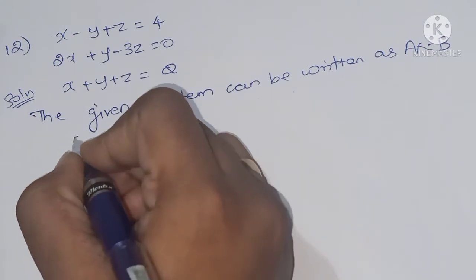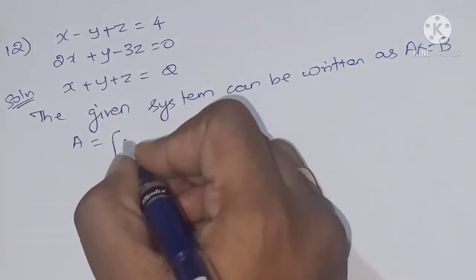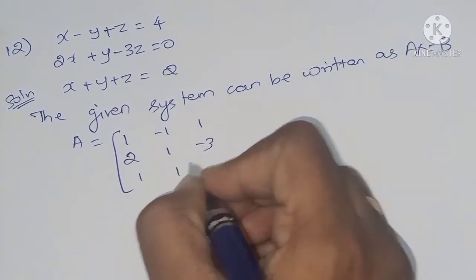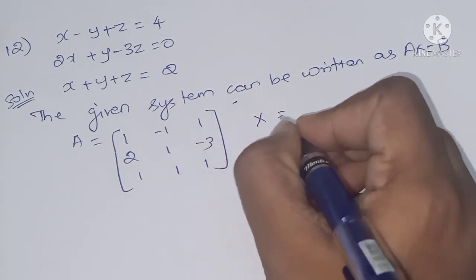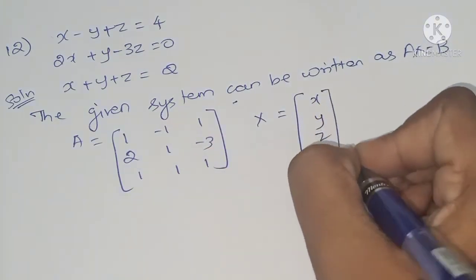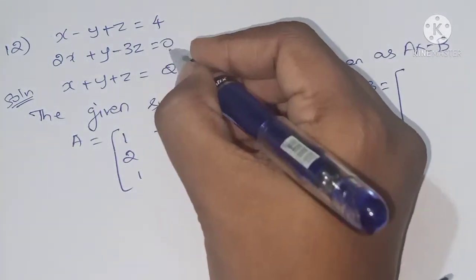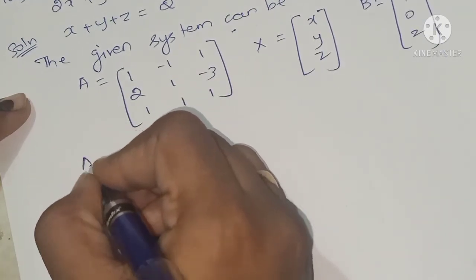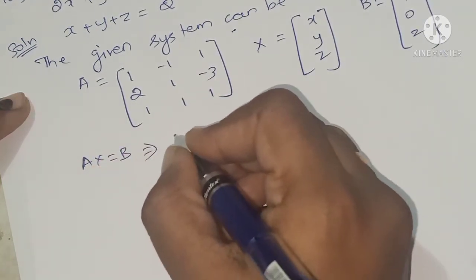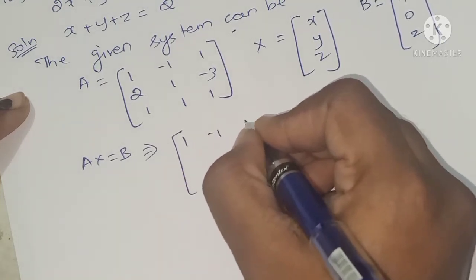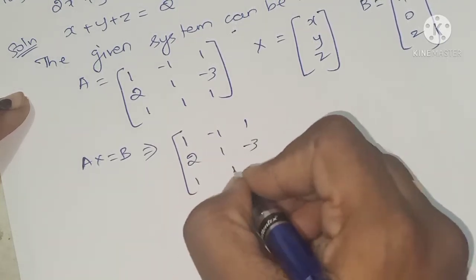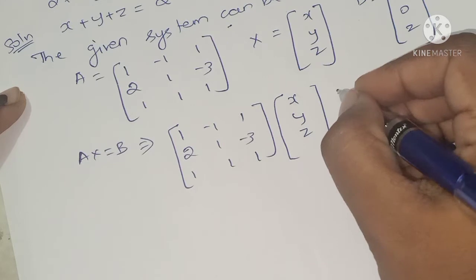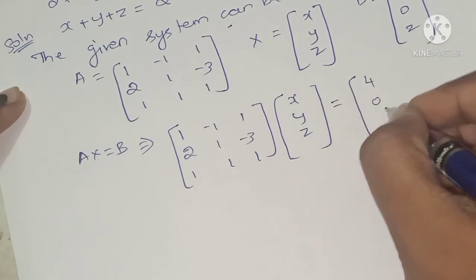Okay, so what is A? A is equal to all the coefficients of x, y, z: 1 minus 1 1, 2 1 minus 3, 1 1 1, into the X value. What is the X value? X value is nothing but x, y, z. What is the value of B? B is equal to 4, 0, 2. Now we can write in the form of AX is equal to B. So A is 1 minus 1 1, 2 1 minus 3, 1 1 1, into X, which is x, y, z, equal to B, which is 4, 0, 2.